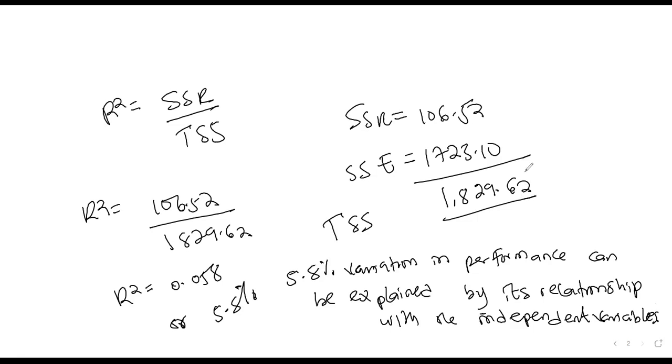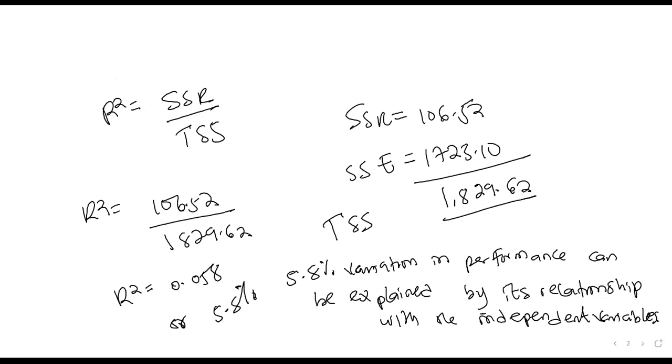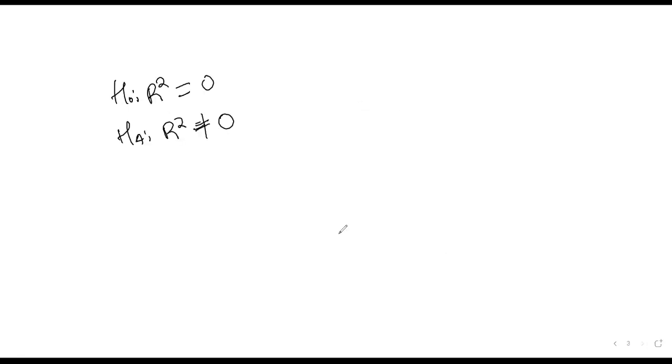Now, we may also want to test whether this R square, this 5.8, is significant or not. So we want to test the significance of the R square. Remember, we are going to use the F test, okay? So R square is equal to 0, that's the null. And the alternative is that R square is not equal to 0. So although we have an R square figure of 5.8, maybe statistically, it may not be significant. That's why we need to test its statistical significance. So that is why we do the hypothesis testing, okay?